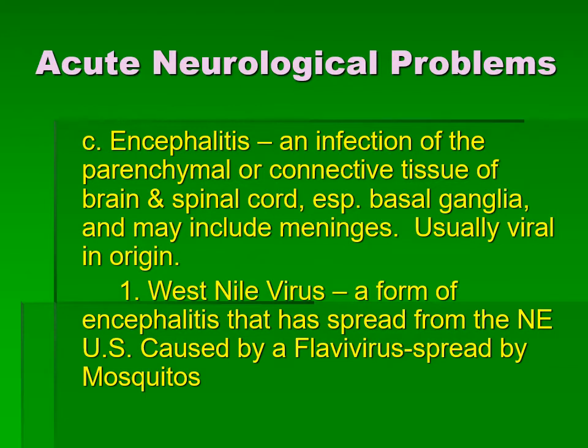Encephalitis is an infection of the parenchymal or connective tissue of the brain and spinal cord, especially in the area of the basal ganglia, and may include meninges. Usually this is a viral problem. West Nile virus is a form of encephalitis that is spread from the northeast U.S., caused by a flavivirus spread by mosquitoes.